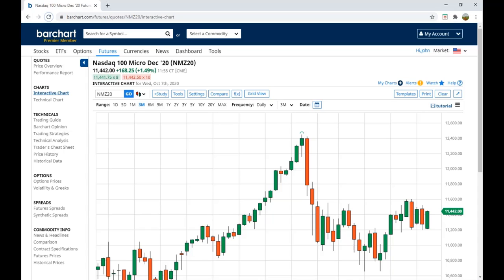So indulge me here for a second. This is a chart of the NASDAQ micro, and what I want to do here is kind of go through what I'm talking about, this emotional description.